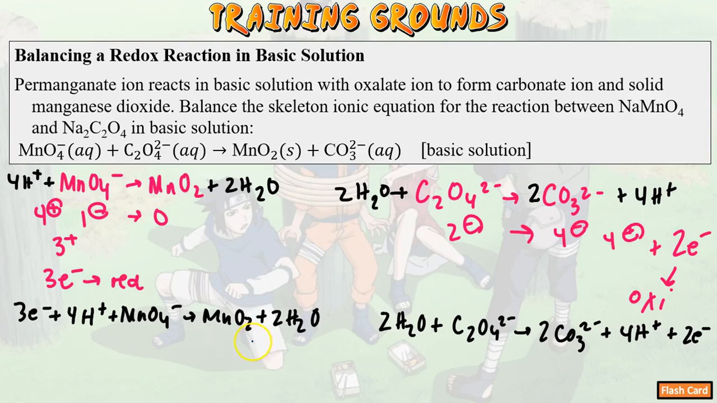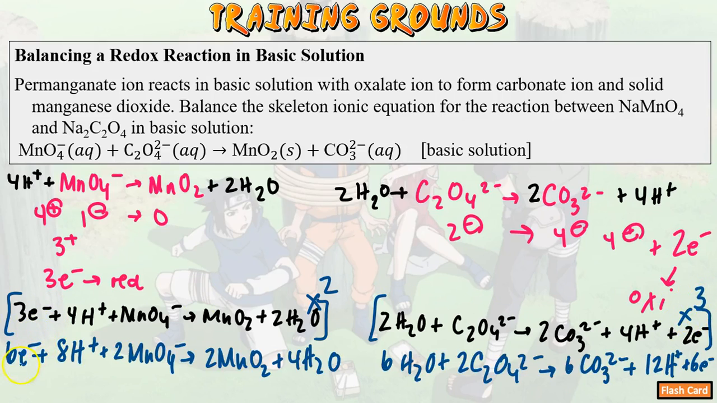Now for step 3, the next thing we have to do is multiply each half reaction, if necessary, by an integer so that the number of electrons lost and gained are equal. So for us, it definitely is necessary because as you can see, we have 3 electrons that are going to be gained and we have 2 electrons that are going to be lost. So in order to find an integer that works between them, we can look at 6 electrons, for example, and we can multiply this half reaction by 2 and multiply this half reaction by 3.